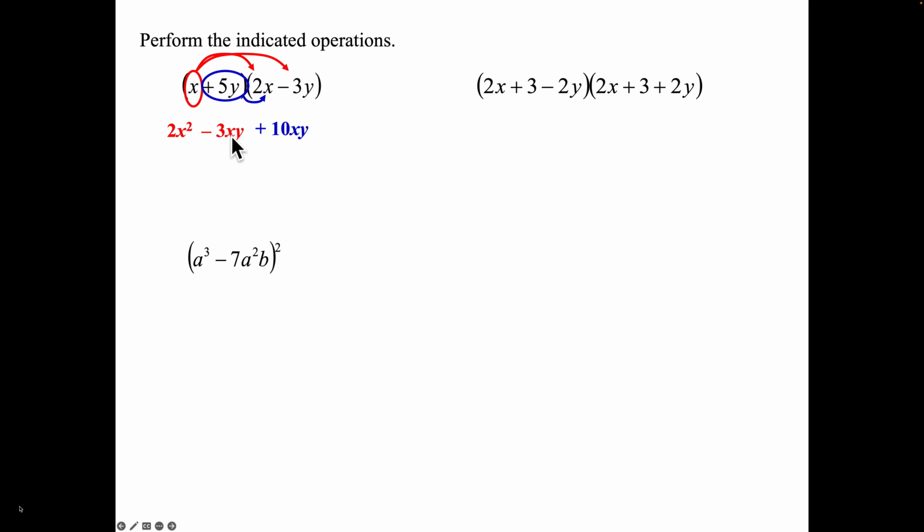Notice my variables are in alphabetical order. See, these are like terms. I'll be able to combine that in a second. 5y times negative 3y is minus 15y squared. We'll combine that in the middle to get 7xy, and there's my final answer.